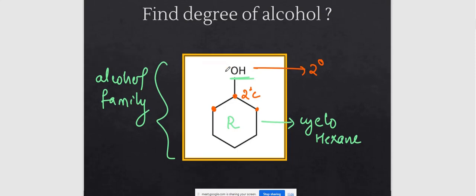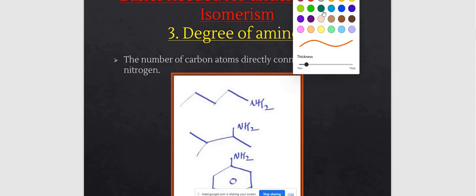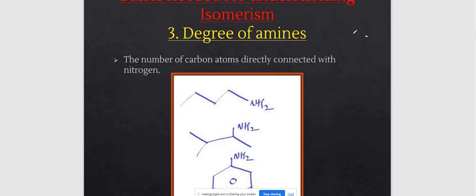Clear? Yes, ma'am. Now we'll see the degree of amines. What is an amine basically? An amine is NH2 attached to carbon. Generally we take an alkyl group. On nitrogen, how many lone pairs are present, Raksha? One. Nitrogen has 5 valence electrons. One lone pair means just two electrons. So RNH2 is the symbolic representation for the amine functional group.